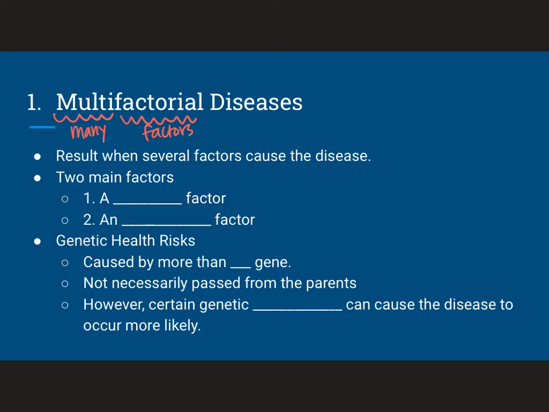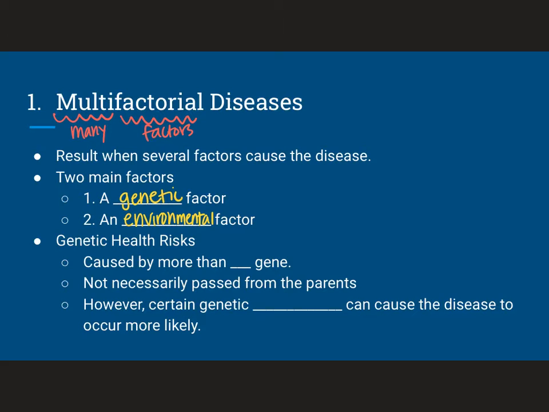The first one is going to be a genetic factor, which can be having a family history of having certain types of diseases. And then the second one is going to be an environmental factor. Basically, where you live, how you live your life, and so forth would be an environmental factor. So let's look at the first factor, genetic factor.